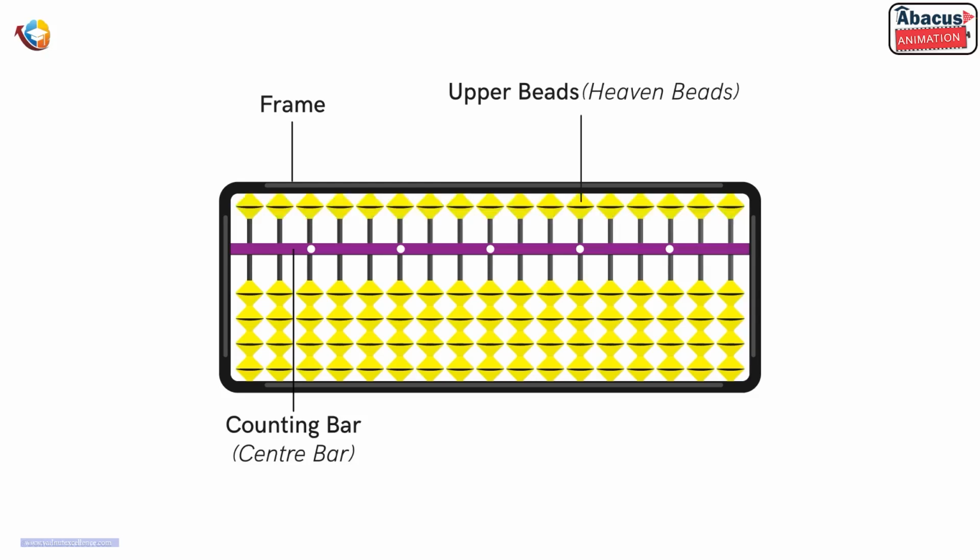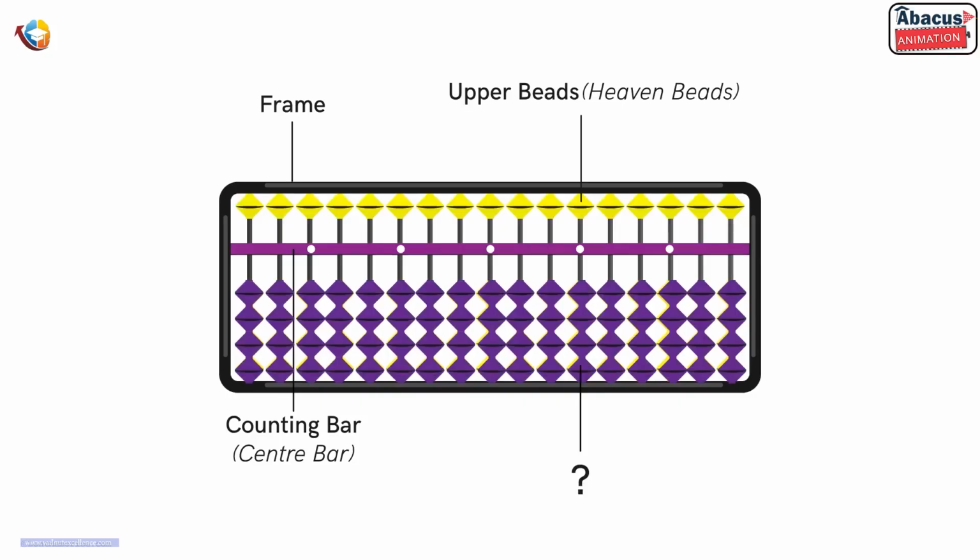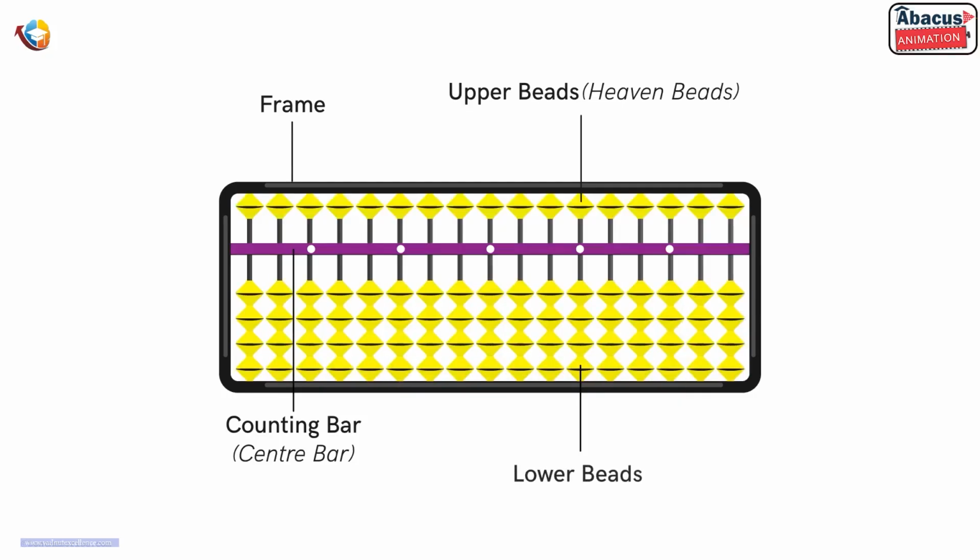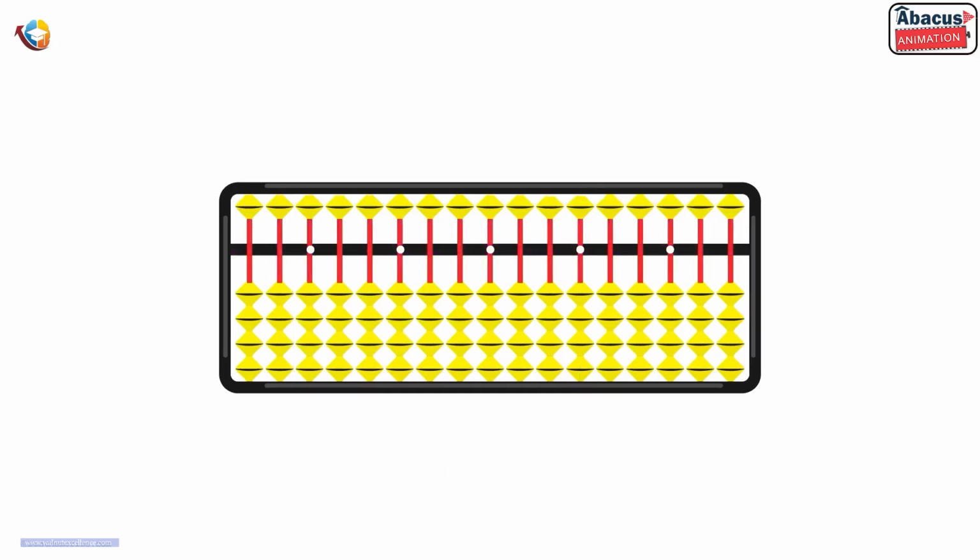So can you guess what the beads below the counting bar are called? Ray says that those are called lower beads. You are correct. These lower beads are also referred to as earth beads. The black columns made by the vertical bars here are called rods.